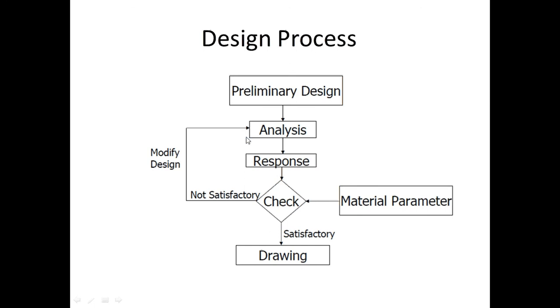Next it will give us some responses such as bending moment and shear forces. Based upon the bending moment and shear forces and the material we are going to use, the material parameters come into it. If it is satisfactory, then we will go for the drawing. If it is not satisfactory, then we have to change things. What are we going to change? Maybe the size of your beam, size of your column, or the preliminary design can be changed, or the analysis can be slightly modified. This is how the design process comes into the picture.